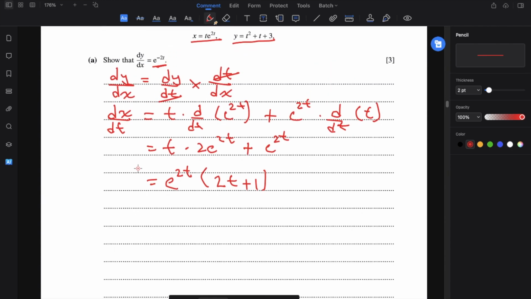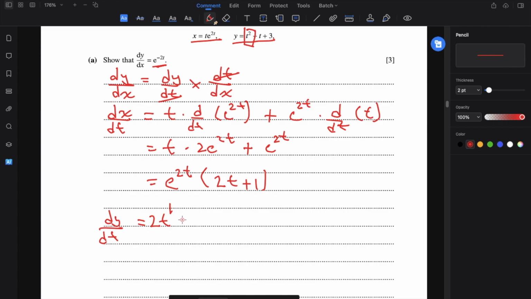Next we have dy by dt. This is easier to do since this is a straightforward quadratic equation. First we write down the first term, which is t square. We take out the power 2, we write t, and we subtract 1 from the power. So 2 minus 1 is 1, so 2t to the power 1. The second term is t.